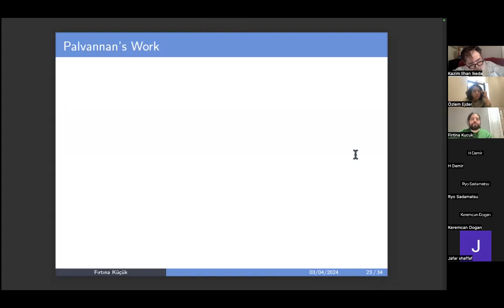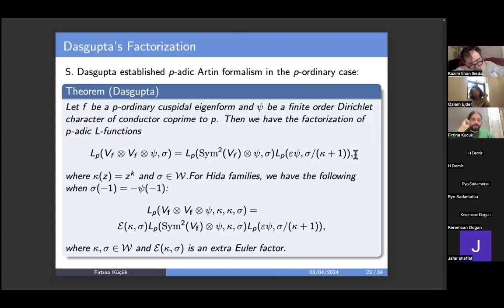Okay, so this was Dasgupta factorization. We can actually have a product of p-adic functions. But Iwasawa main conjectures relate these p-adic functions to Selmer groups and their characteristic ideals, right? So if these Iwasawa main conjectures are true, then their Selmer groups should factor as well. And in this case, we should obtain a decomposition of Selmer groups attached to this.